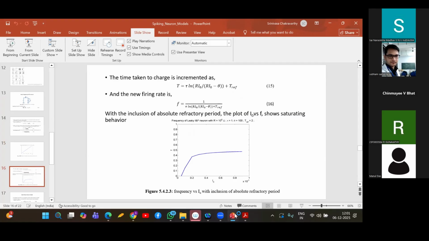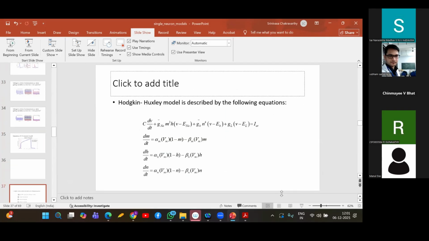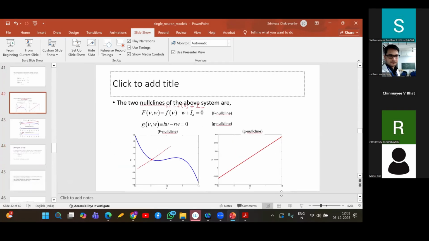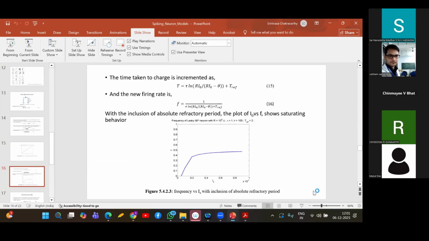Look at this curve. This curve ends here because of all the detailed physiology of the neuron, but this is an even more ideal version where this just goes on to infinity. But it gets to the qualitative behavior.